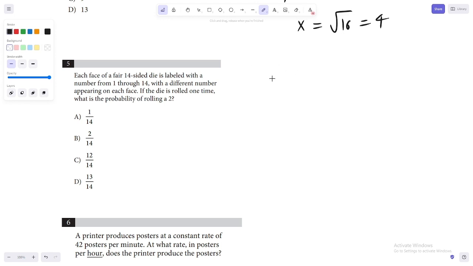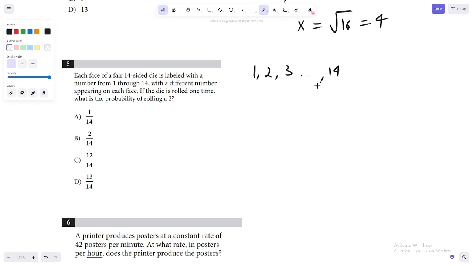Now, so we have 14 numbers, 14 sides of a die, and every number appears only one time. So 1, 2, 3, and so on up until 14.